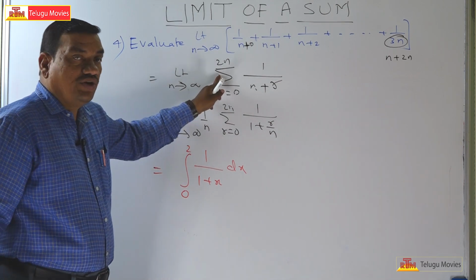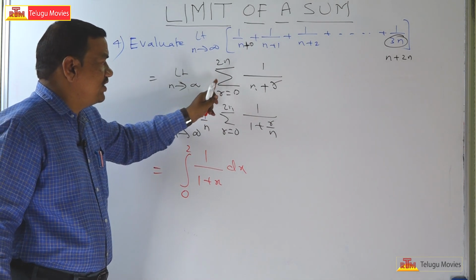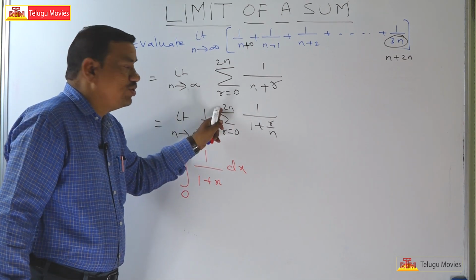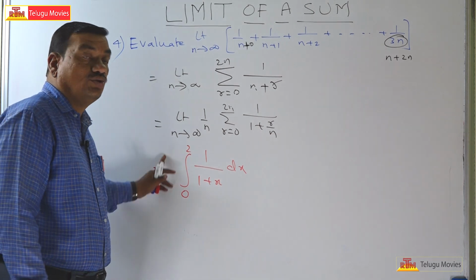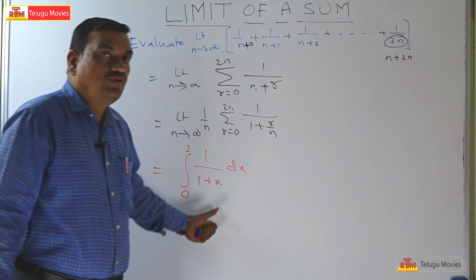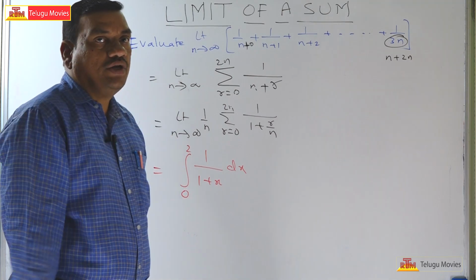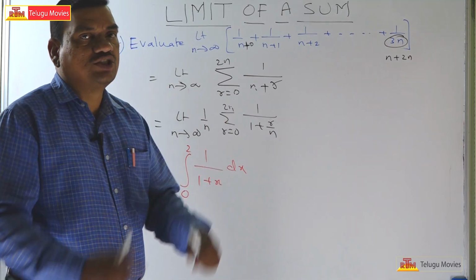Here, sigma notation is not there. We wrote it in sigma notation. Observe here, r runs from 0 to 2n. N coefficient is 2. That's why 0 to 2. Your limits are 0 to 2. Then I will explain afterwards how to solve this problem. Okay, now I hope that you understand the solution. Let us go for next problem.